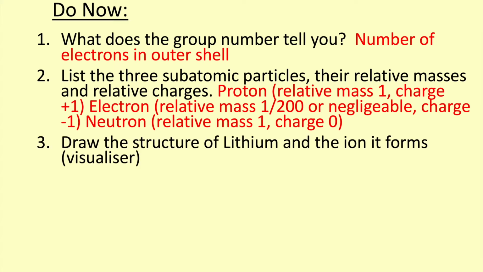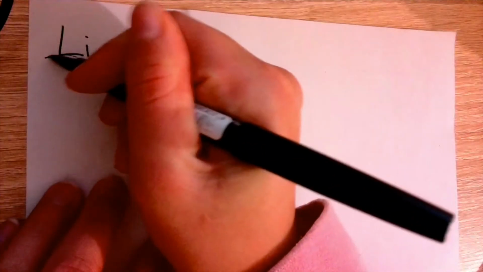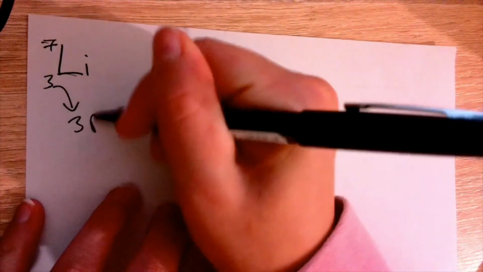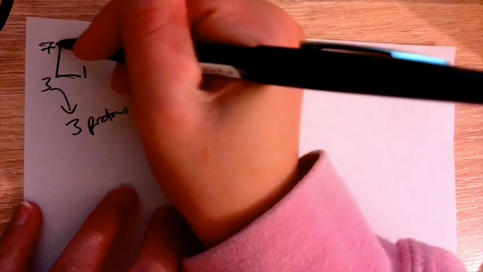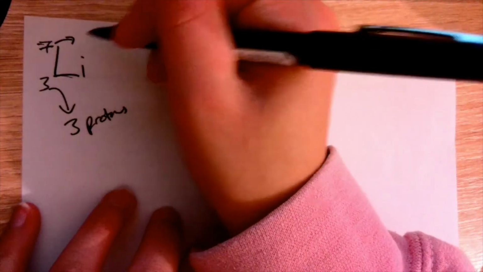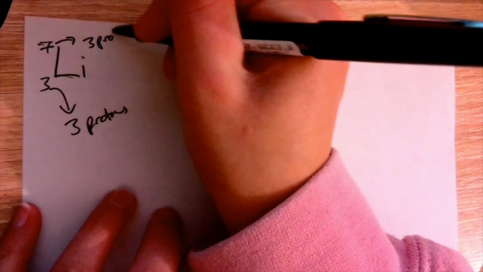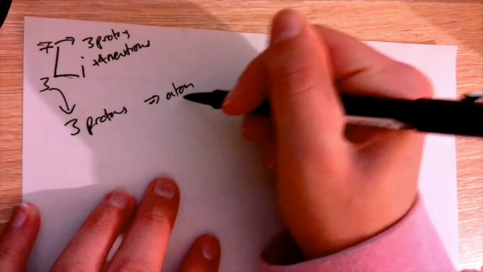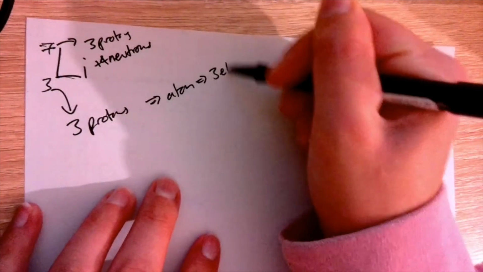Draw the structure of lithium and the ion that it forms. So lithium in the periodic table has an atomic number of 3 and a relative atomic mass of 7. So our 3 tells us that there are 3 protons, and our 7 tells us that there must be 7 protons and neutrons. So 3 protons plus 4 neutrons to make that 7. For an atom, we're also going to have 3 electrons.